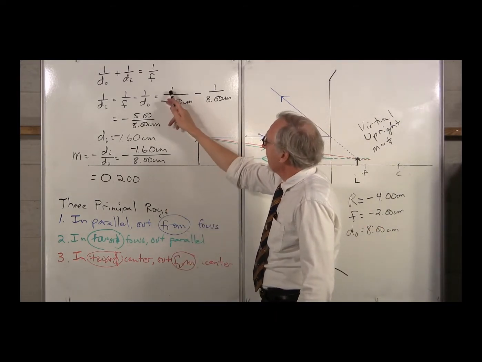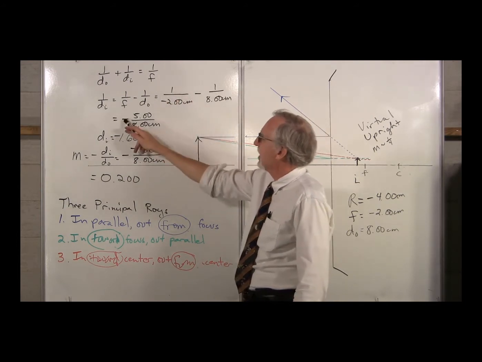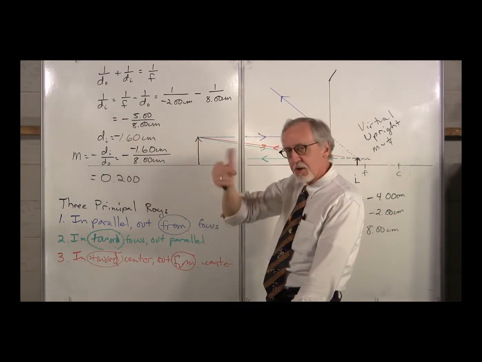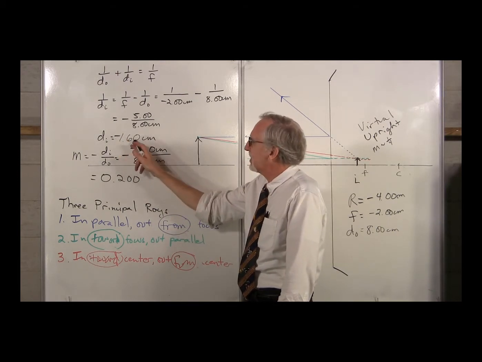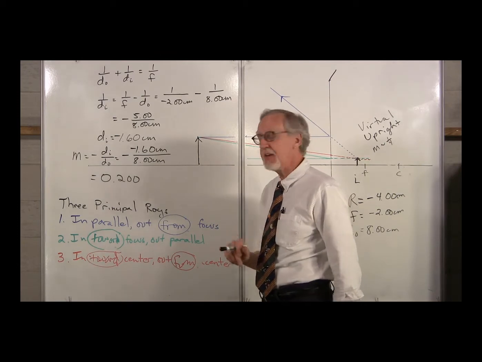We have -1/2 or -4/8 minus 1/8. That's -5/8. That's 1/di. So di is 1 over that, 8/5 negative, which is -1.60 centimeters. Well, let's take a look at our diagram and see how that fits.